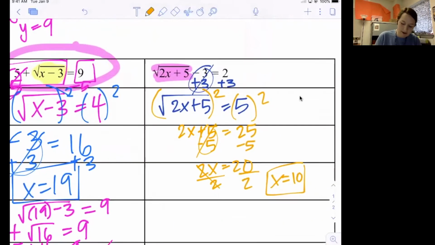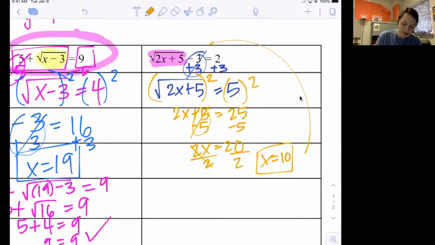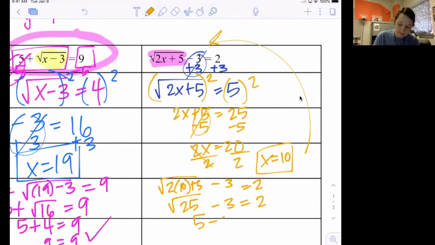So then I'm going to take that value of 10 and plug it back in to my original equation. So square root of 2 times 10 plus 5 minus 3 equals 2. We're going to solve what's under the radical first. 2 times 10 is 20, plus 5 is 25. Square root of 25 is 5. And 5 minus 3 does equal 2. Okay, so we know that that solution x equals 10 does work. It's a real solution, not an extraneous one.